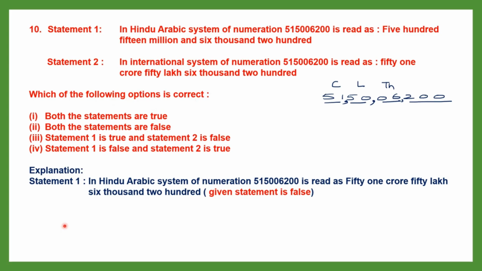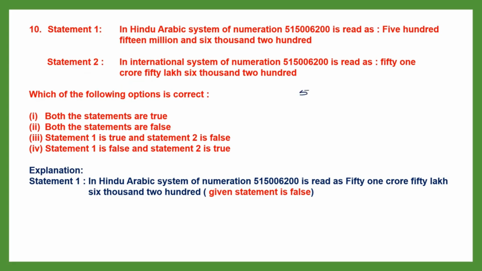Let's read statement 2. Here it says, in the international system of numeration, this number is read as 51 crore. So can you see? Again, crore is the Indian system and not the international system. That means this statement is also false.